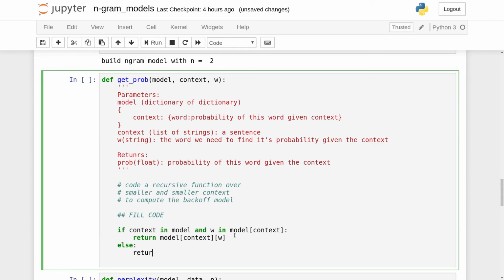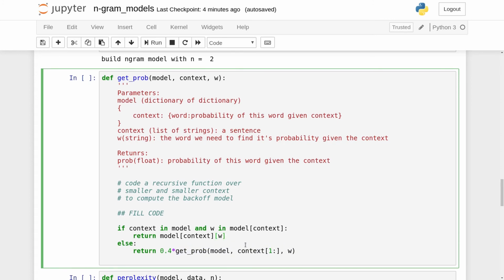0.4 times get proba of our model and context from 1 to the end of it. So here we used a smaller n-gram. We didn't start from the first word, we start from the second word, and we've gone till the end of our context. So we're going to use the probability of my word given the smaller gram. This is going to be done recursively until we find it.